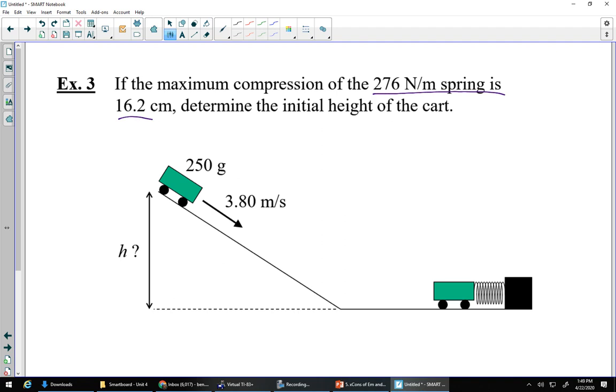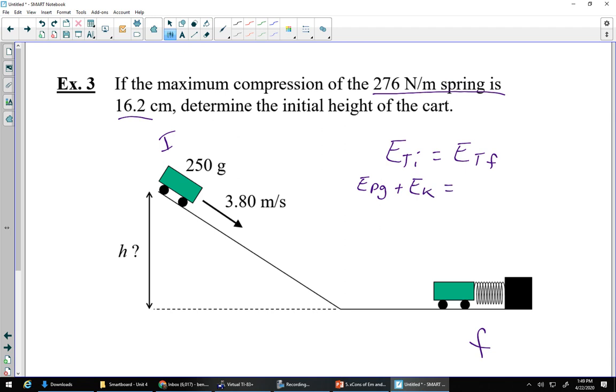Determine the initial height of the cart. So let's go through and think, okay, ETI equals ETF, because once we set up our formula, it's not so bad. I'm going to call this initial over here, and this final over here. Initially, it's at a height, so I've got gravitational potential. It's got some speed, so I've got kinetic.